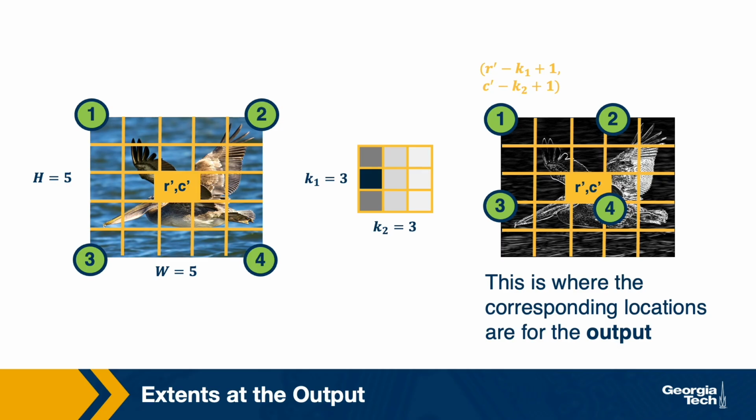Which parts of the output does it touch? The reason we care about this is we're applying the chain rule and we need to know which elements of the upstream gradient that we get should we actually use in the chain rule. And if you work it out, this is what it looks like. The 4 extreme points on the input correspond to these 4 extreme points on the output. That is point 4, which is where the kernel position 0, 0 touches r prime, c prime. It actually corresponds to r prime, c prime on the output side. And so again, these are the 4 points on the output where the corresponding locations are for this particular input pixel, r prime, c prime.